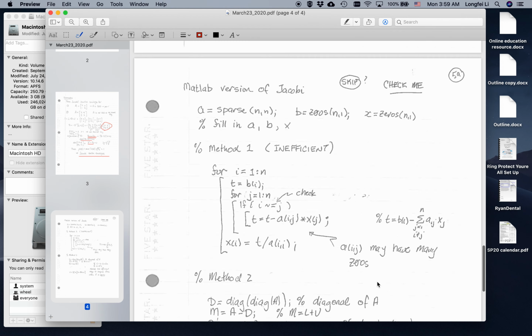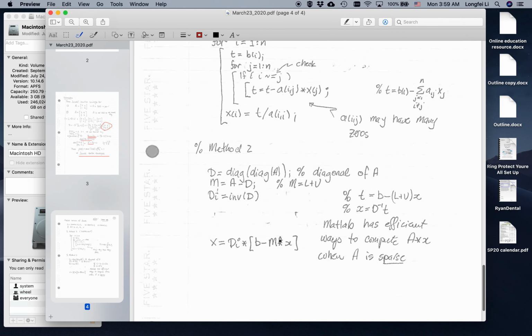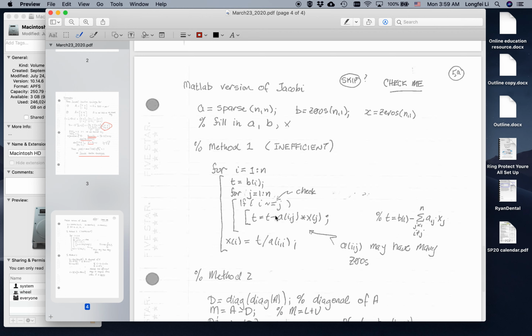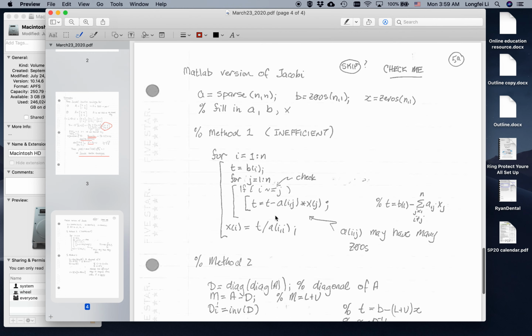Okay, so here is some code that shows how we can implement this Jacobi iteration method for solving a system of equations in MATLAB.